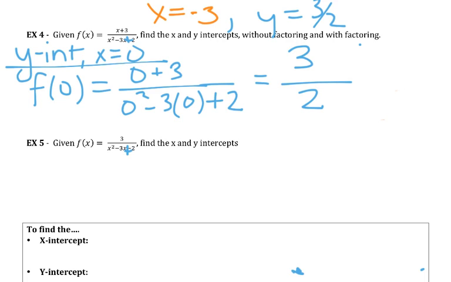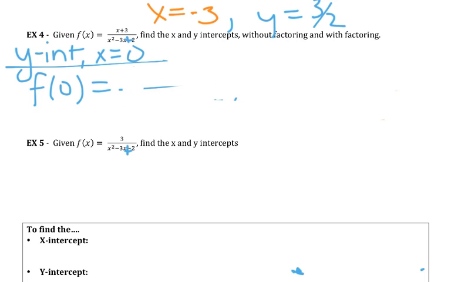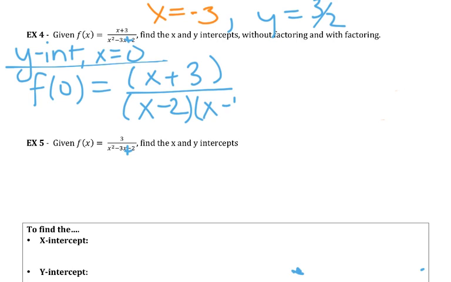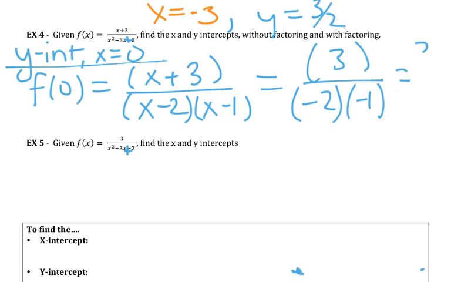Let's see what happens if I factor my function and then find the y-intercept. So my factored function was x plus 3 over x minus 2, x minus 1. Plug in 0, you get 3 over negative 2 times negative 1, which is 3 over 2. So if your function is factored, it can make your y-intercept a little faster because it's easy to do 0 plus 3 mentally, and 0 minus 2, and 0 minus 1.